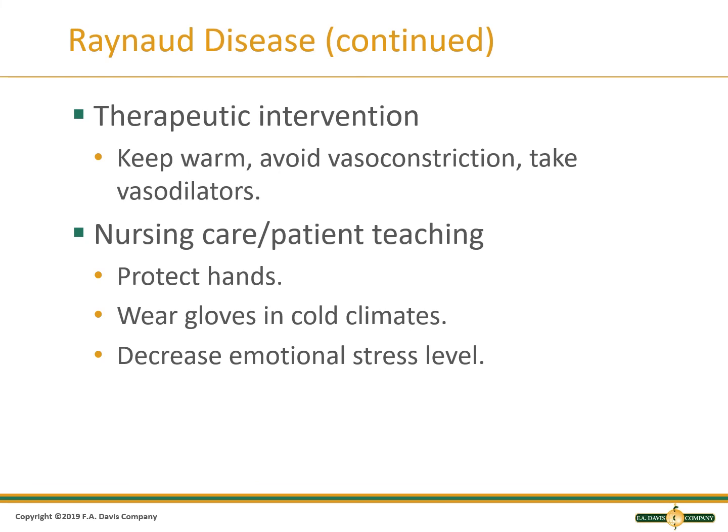Initial therapy goals are to improve quality of life and prevent injury to the tissue from ischemia. Educate patients on avoiding cold and wearing gloves outdoors, when they're cleaning a refrigerator, or preparing cold foods. Avoid smoking, alcohol, caffeine, and emotional stress. Immersing hands in warm water may decrease vasospasm. Calcium channel blockers may be prescribed to prevent vasoconstriction.